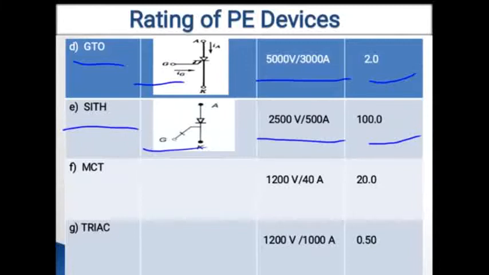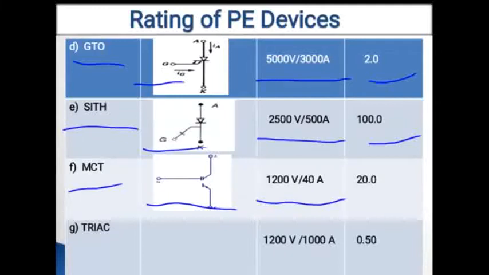Our next power electronic device is the MCT, that means MOS controlled thyristor. In this diagram you can see the symbol for this MCT. It has three terminals, anode, cathode and gate, and it has a voltage rating in the range of 1200 volt and a current rating in the range of 40 ampere, and it also has a frequency range in the order of 20 kilohertz.